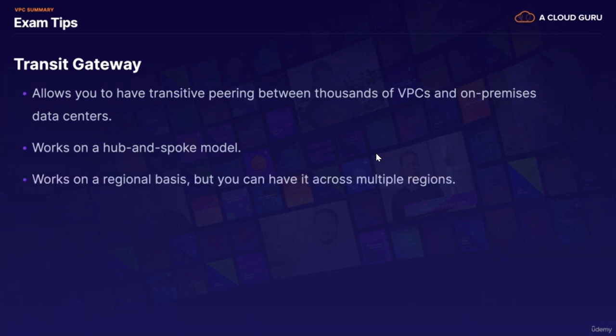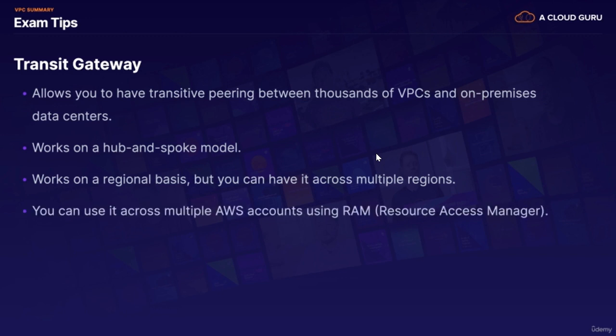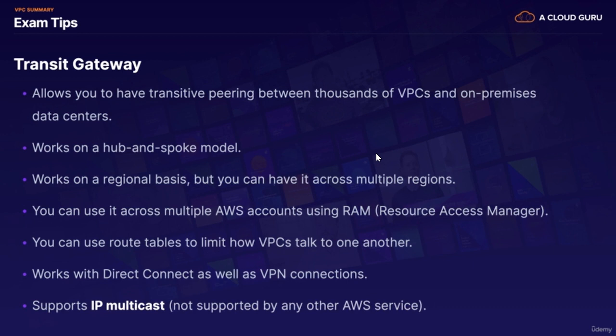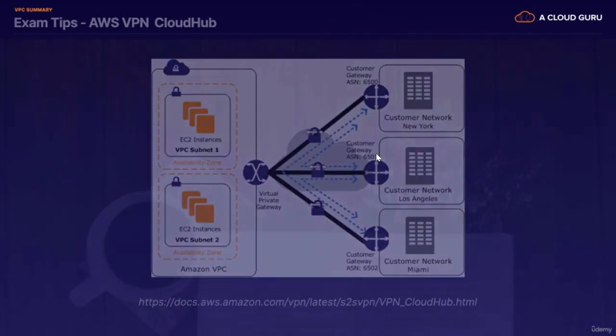It works on a regional basis, but you can have it across multiple regions, and then you can use it across multiple AWS accounts using RAM, or Resource Access Manager, and you can use route tables to limit how the VPCs talk to each other. It also works with Direct Connect as well as VPN connections. And of course, it supports IP multicast, which is not supported by any other AWS service at this time. So if you see a question talking about simplifying your network topology, being able to support multicast, working on a hub and spoke model, I want you to think of Transit Gateway.